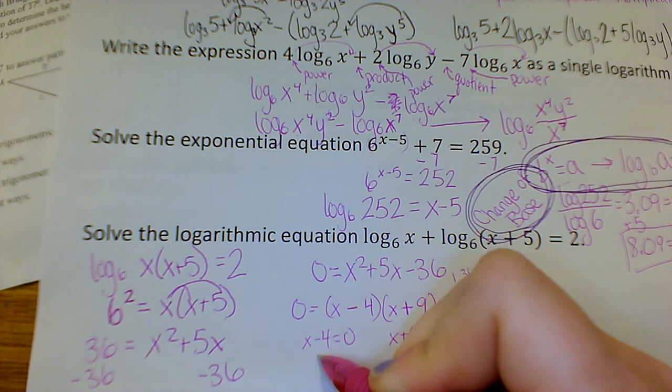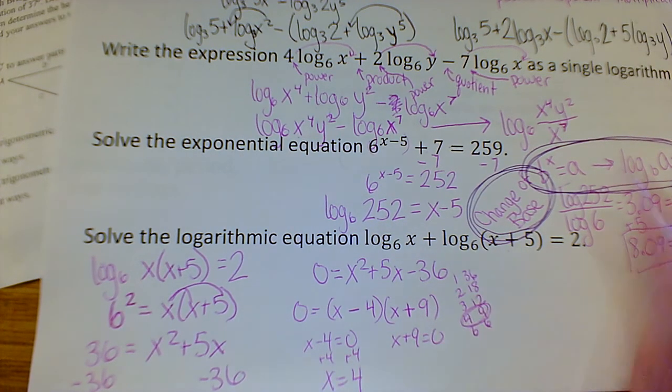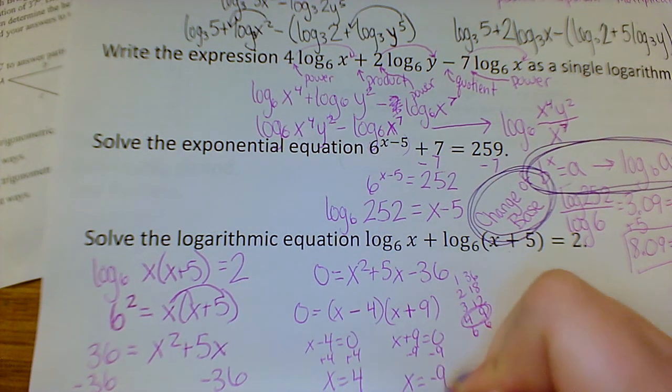And so then we get two answers here. If we add 4 to both sides over here, we get x equals 4. And if we subtract 9 from both sides over here, we get x equals negative 9. So we've got two answers.